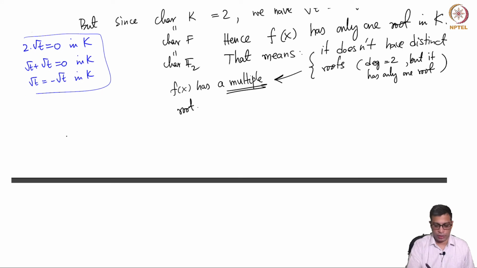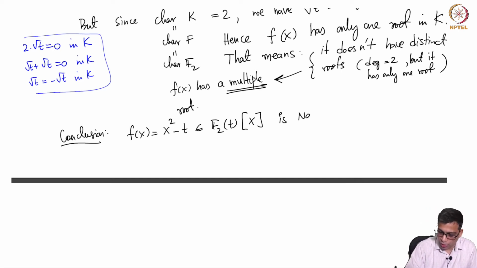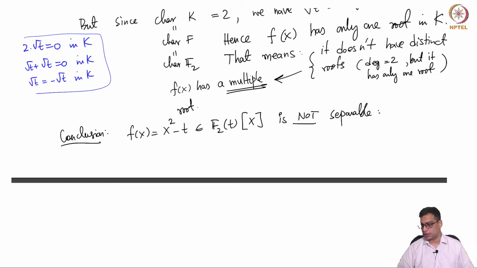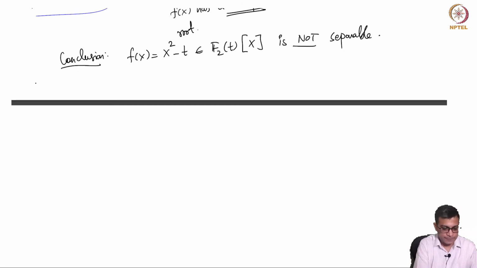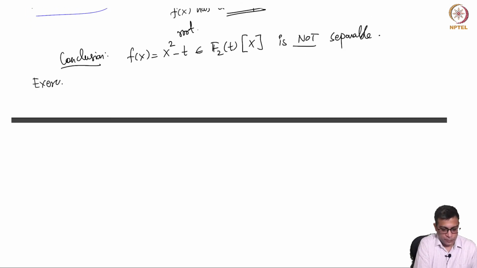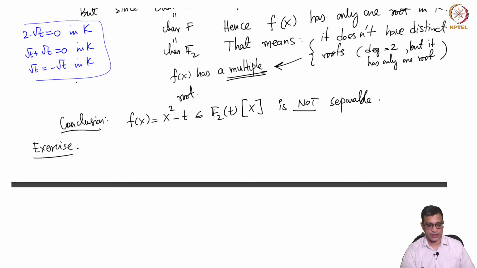So the conclusion of all this is that f(x), which is x squared minus t, a polynomial in one variable over the field F_2(t), is not separable. It is not separable because it is irreducible and it has only one root. It must have two roots for it to be separable, so it is not. Okay, so as an exercise, and I will come back to this in detail later, but right now I want to move on. So I'll leave this as an exercise at this moment.